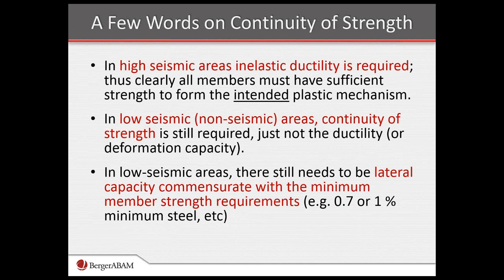Now, continuity of strength. In the high seismic areas, inelastic ductility is certainly required. That means we're going to deform the structure into the inelastic range with attendant damage, and thus, all these members that are connected have to have adequate strength, not only at the plastic hinging point, but throughout the system, so that we can form the intended plastic mechanism. That is, you don't have an unintended weak link somewhere else in the system that might be a weak non-ductile part of the chain that we discussed earlier.